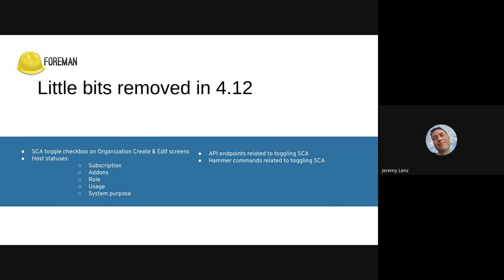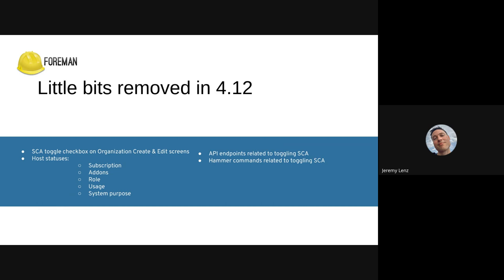So along with this, there's some little bits removed in 4.12. Obviously the checkboxes on the organization create and edit screens are going to be gone. And then your host status list is going to be a lot shorter because we've removed these five statuses that are now irrelevant around system purpose attributes. Just a note, we're not removing system purpose attributes themselves. Those are still useful. We just removed the statuses around them that told you whether they were supported by a subscription or not. And then API endpoints won't work anymore.